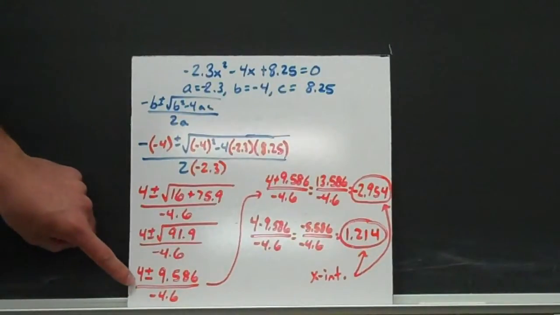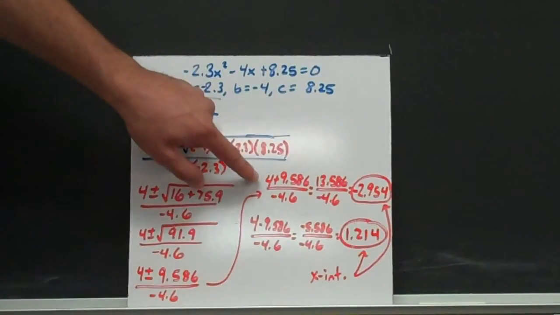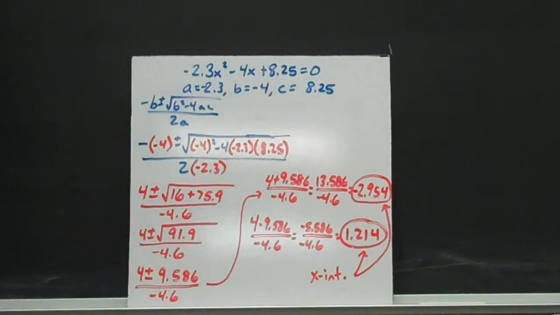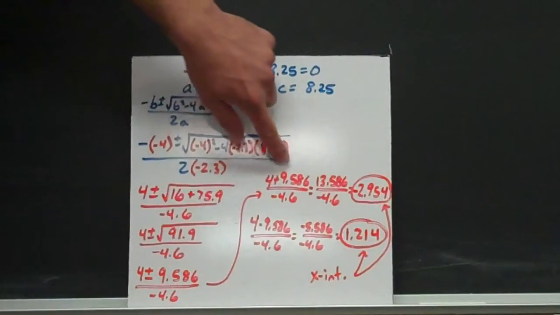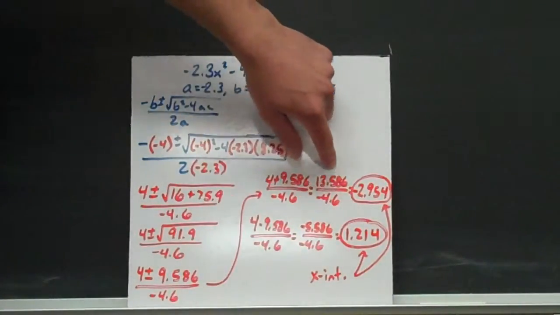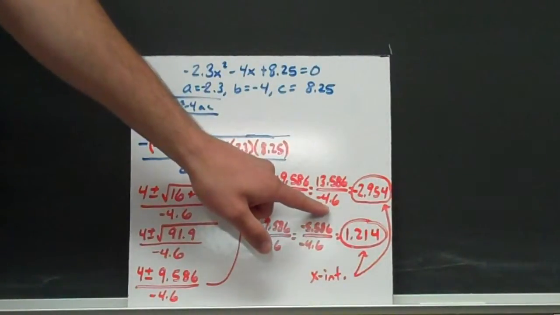And so we write two equations. 4 plus 9.586 divided by negative 4.6. And 4 minus 9.586 divided by negative 4.6. 4 plus 9.586 is 13.586. Divided by negative 4.6 is negative 2.954.